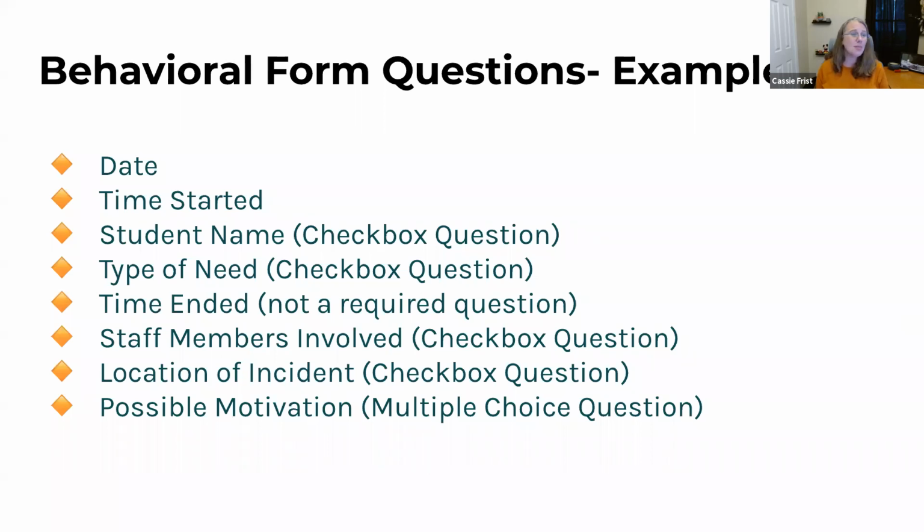And then a possible motivation. This is usually where I wanted the educational assistant to say, what do you think is going on? Is this to avoid class? Is this when they're asked to read? Is this when they're feeling embarrassed? What do you think the motivation for this event was? Okay, so again, just an example of what you could possibly outline in a behavioral form.